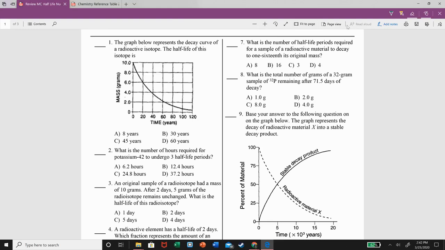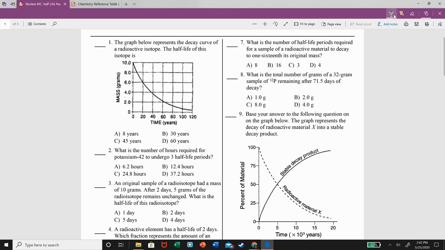Hi, welcome. We are going to get started on our multiple choice review of all things, for the most part, nuclear. You should have your reference tables and probably a calculator because we're going to be working on some half-life problems. All right, so let's get started with question number 1.